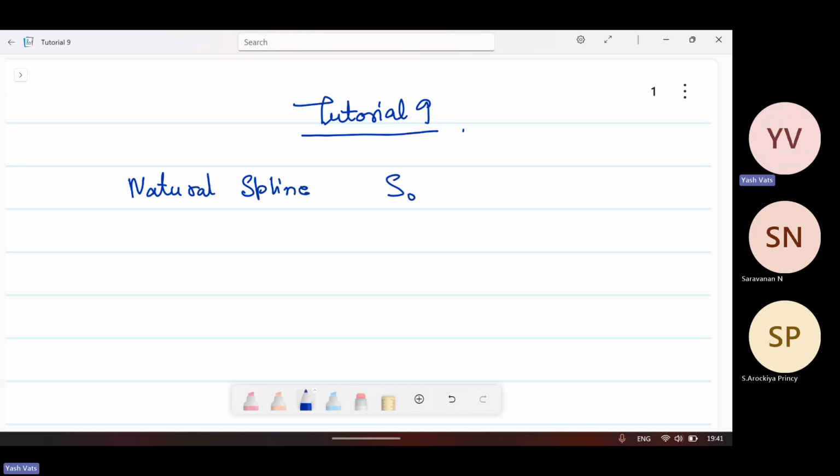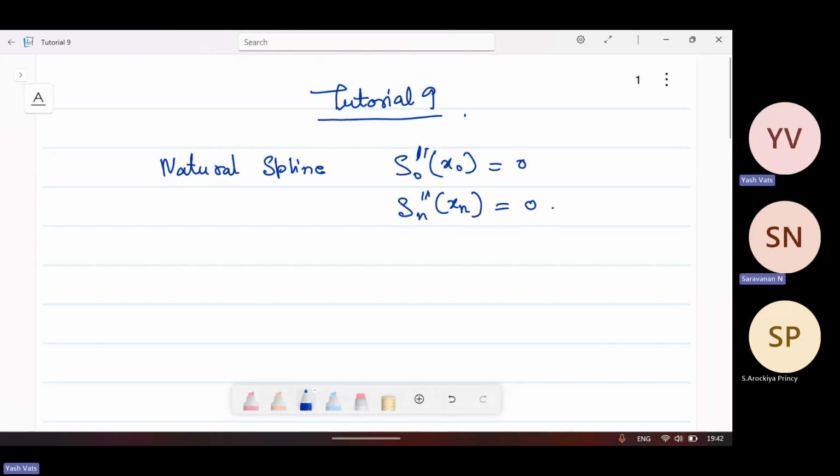What was the natural spline condition? Do you remember? Yes, S double prime of x naught and at the end, the second differentiation should be 0. At x naught it should be zero. And S double prime of xn also is equal to 0. Is that for natural or clamped? Natural. And clamped is for first differentiation, that is S prime of x naught and S prime of xn.